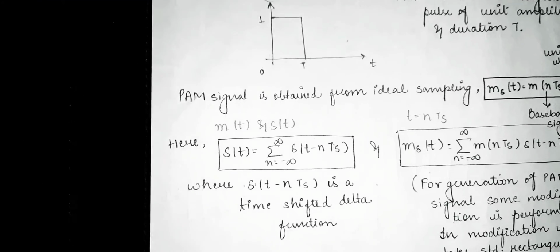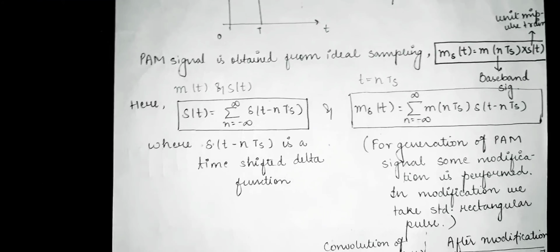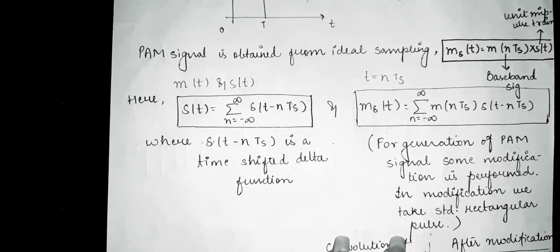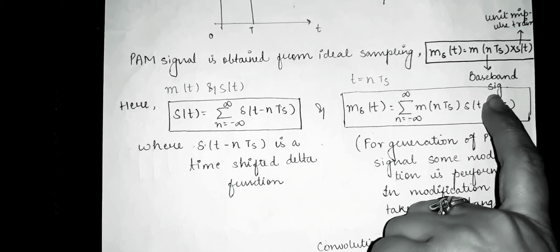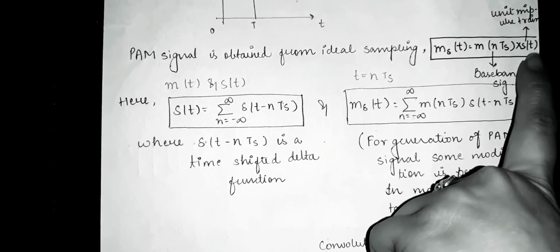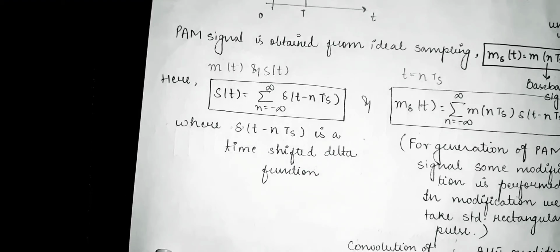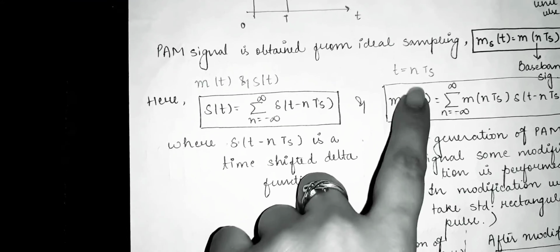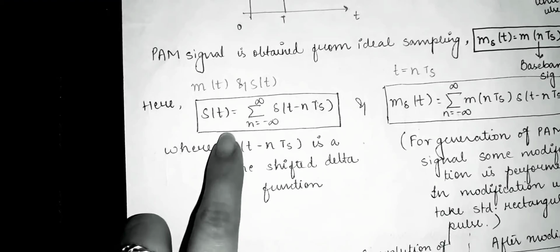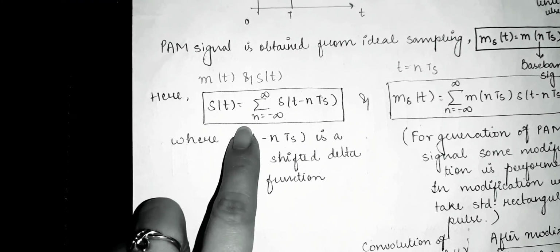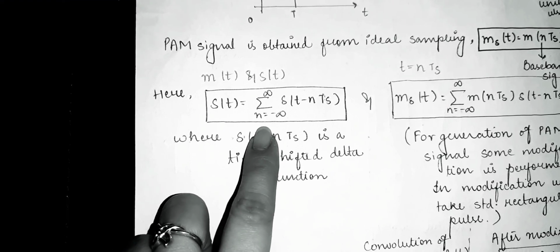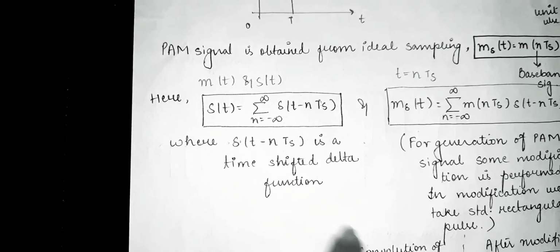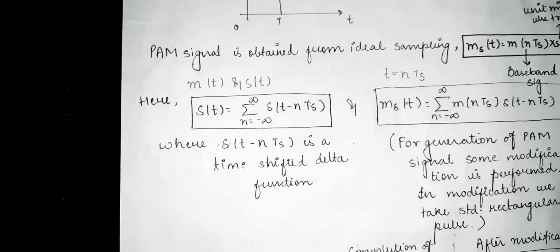The PAM signal is obtained basically from ideal sampling, where m_delta(t) = m(nTs) into s(t), where m(nTs) is the baseband signal and s(t) is your unit impulse train. Here we have m(t) and s(t) at t = nTs. For s(t), we have s(t) = summation n equals minus infinity to infinity delta(t - nTs), where delta(t - nTs) is a time shifted delta function.